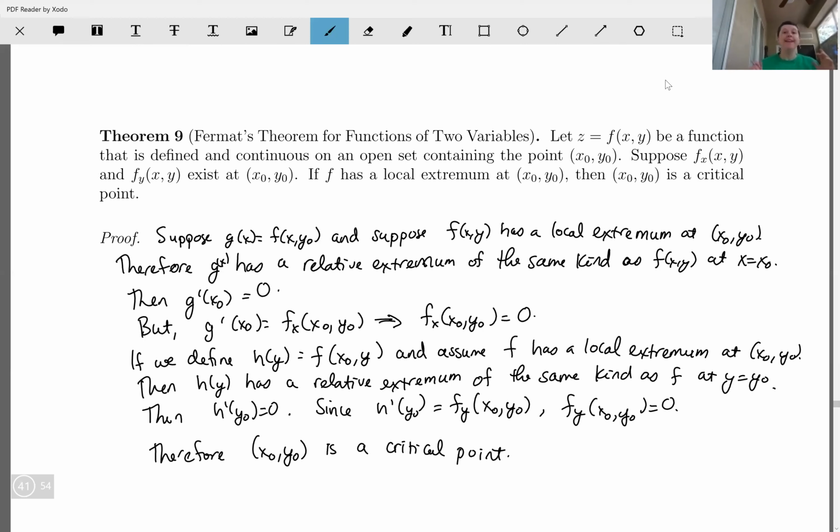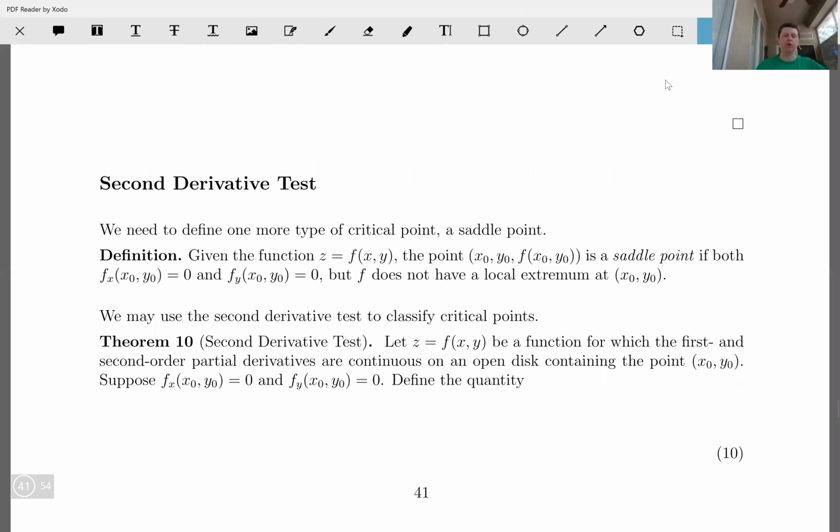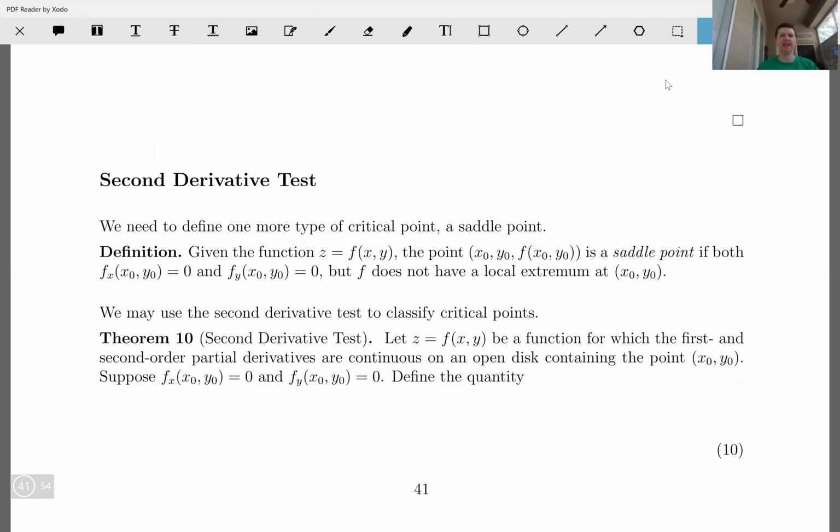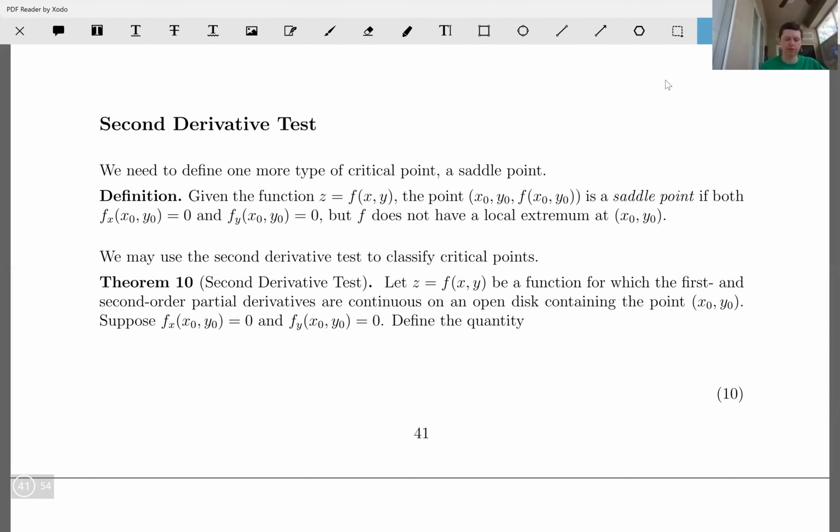Awesome. Now, I'll bet you'll be really excited at what we're going to do next. We're going to use the second derivative test. Well, the second derivative test is a little bit different here. Okay, a lot different. There's one more type of critical point besides the extremum, besides the local max or min, and that's called a saddle point. So if we have a function z equals f of x, y, the point x naught, y naught is going to be a saddle point if the first partials are equal to 0, but there's not a local extremum. What? Pretty cool, huh?